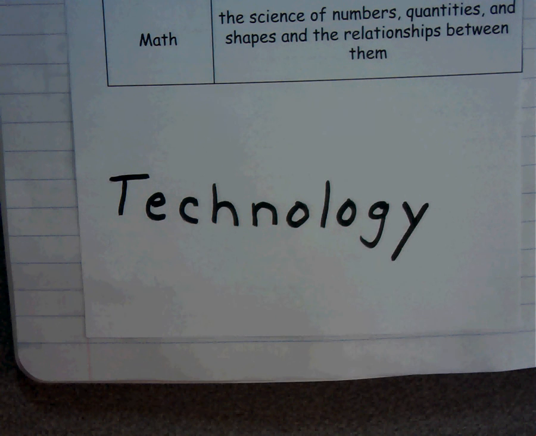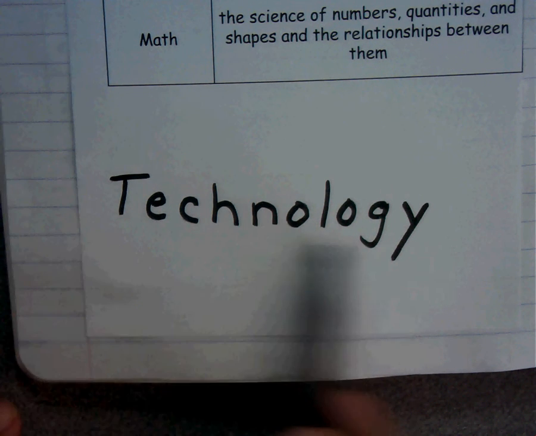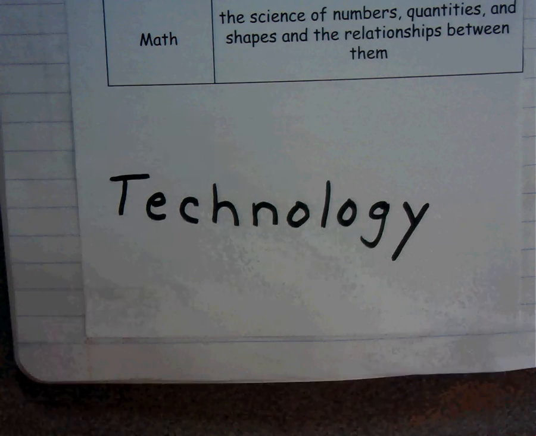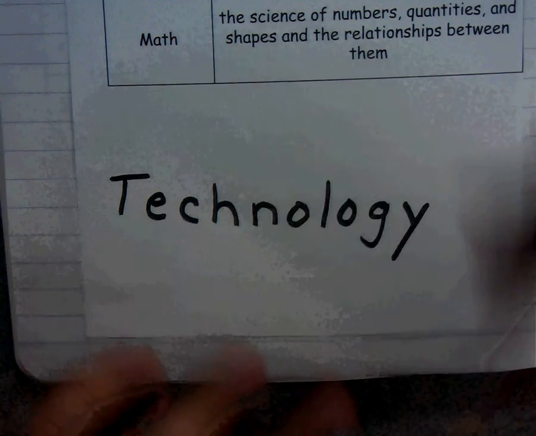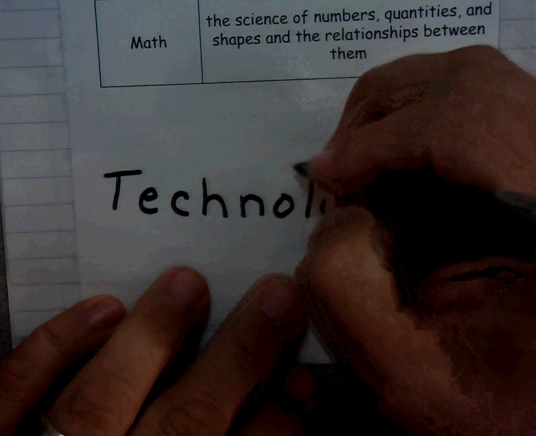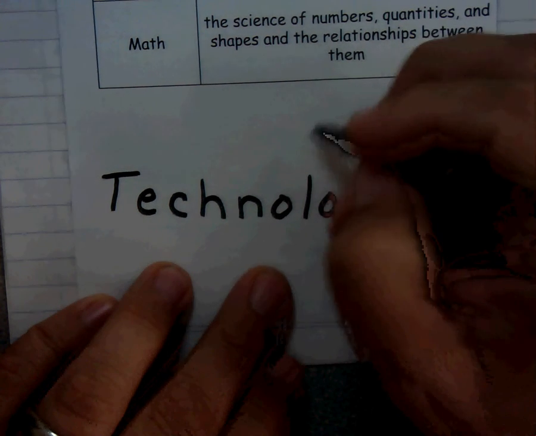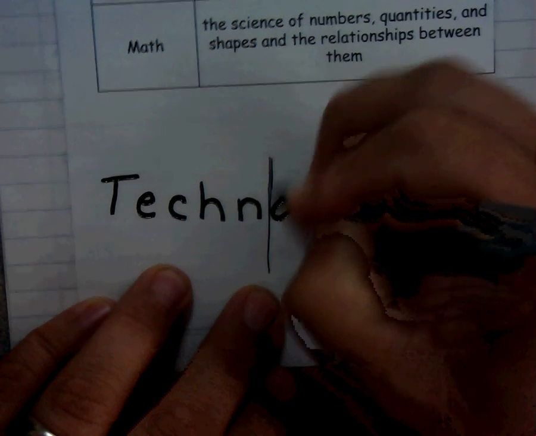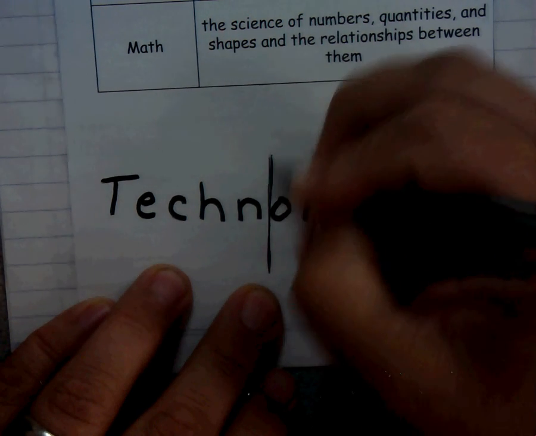So first thing we're going to do is write the name out. So we're going to write technology. All right, and we're going to break this into two different words. How we're going to do this is we're going to draw a vertical line right through, and what you see here is the word techno and ology. So we're going to draw a thick line right through the middle of it.